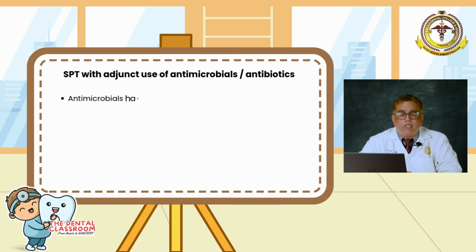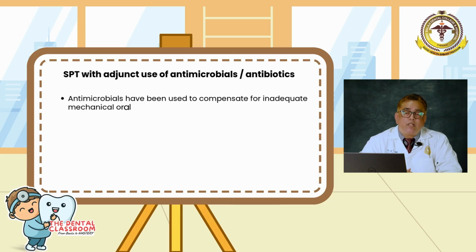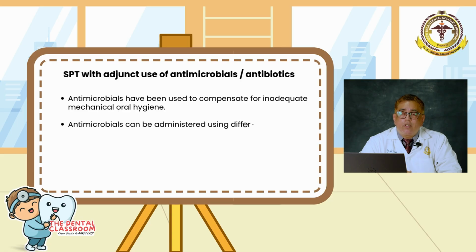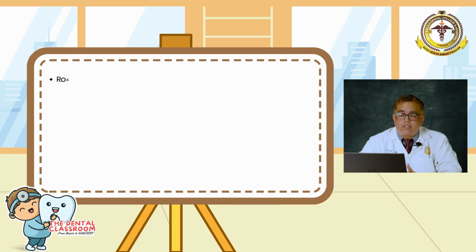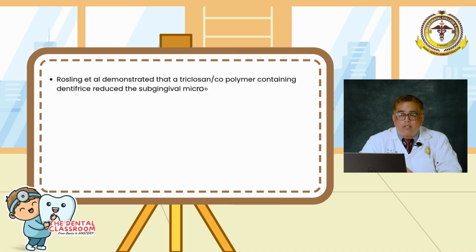Supportive periodontal therapy can be provided in the form of antimicrobials or antibiotics. Antimicrobials have been used to compensate for inadequate mechanical oral hygiene. Antimicrobials can be administered using different delivery systems, such as dentifrice, solutions for oral rinse or flushing of the periodontal pockets, and other local delivery systems.